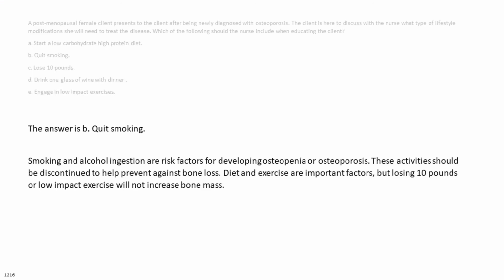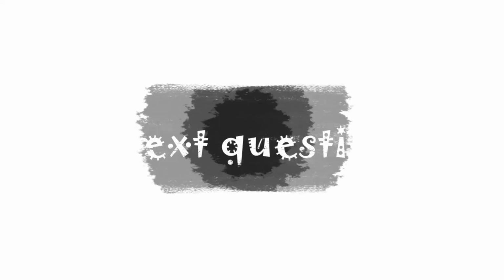The answer is B. Quit smoking. Smoking and alcohol ingestion are risk factors for developing osteopenia or osteoporosis. These activities should be discontinued to help prevent against bone loss. Diet and exercise are important factors, but losing 10 pounds or low impact exercise will not increase bone mass.